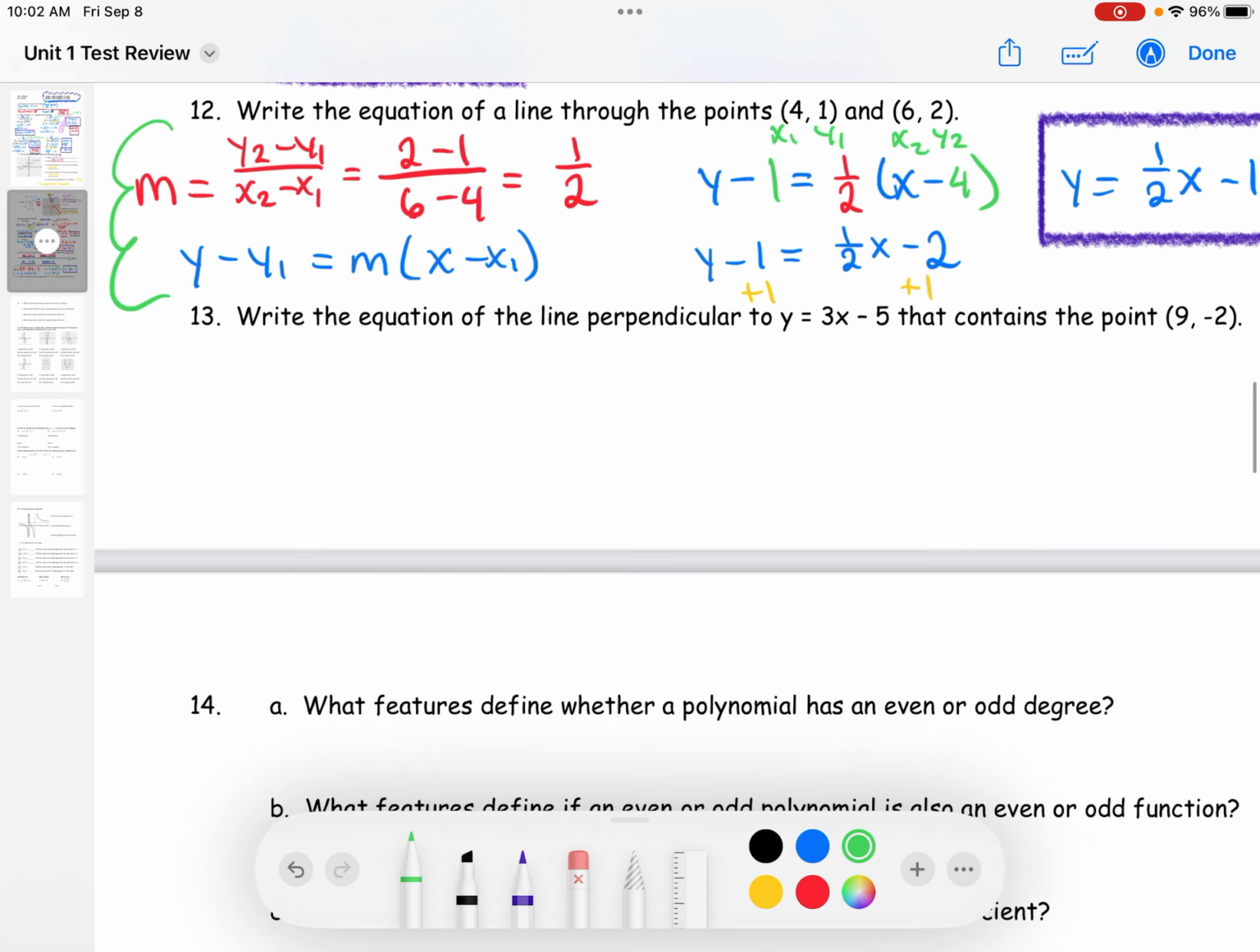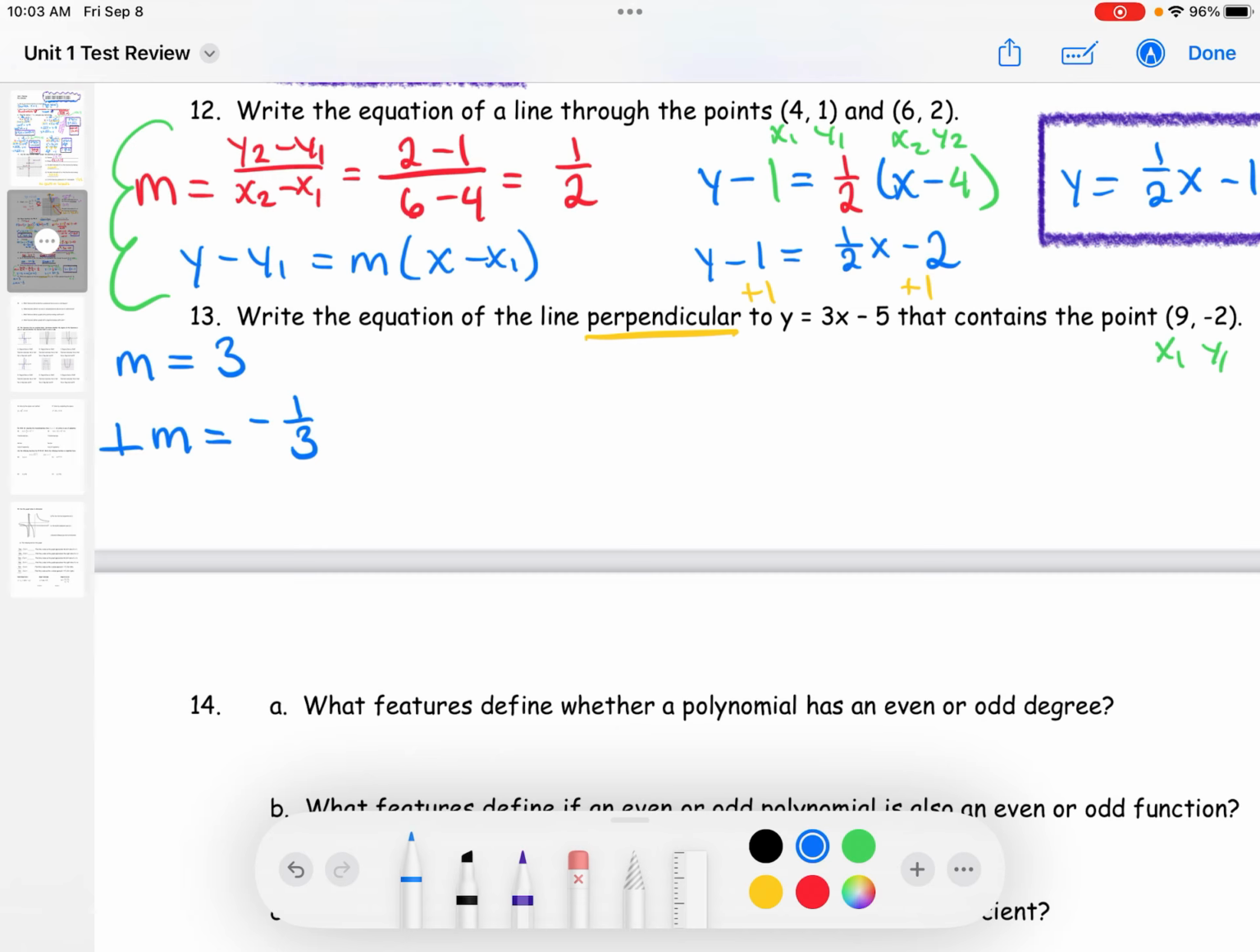So let's check out number 13. We're writing the equation of a line that is perpendicular to this one and contains this point, x1, y1. So the original slope of the line, y equals 3x minus 5, is 3. It's the coefficient of x. So the perpendicular slope, the one we'll need to use, changes the sign and flips the fraction. Flip the fraction, change the sign.